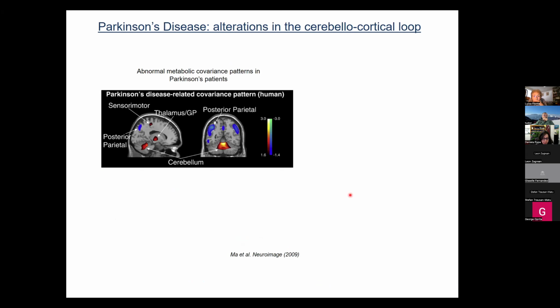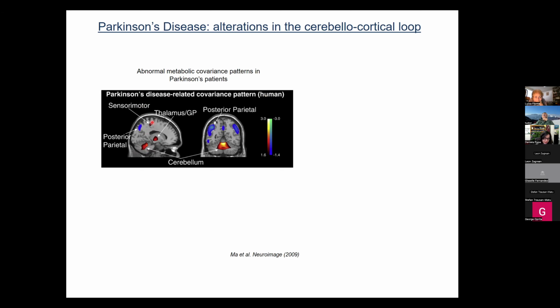So here we can see abnormal metabolic activity. I told you about the cerebellum, but when we look at abnormal metabolic activity in Parkinson's in humans, we see that it's not only in the cerebellum, but in several structures. So it's in a circuit: in the cerebellum, in the thalamus, in the sensory motor cortex.